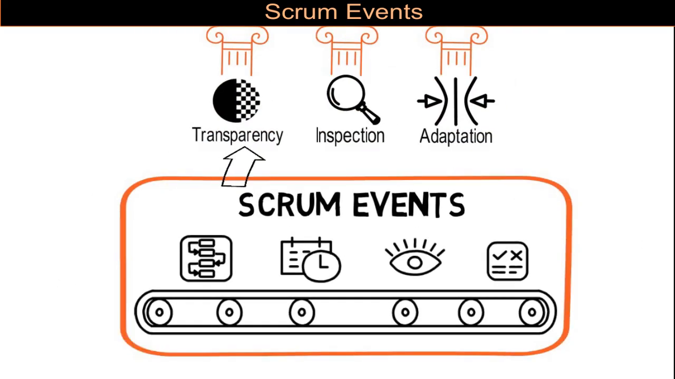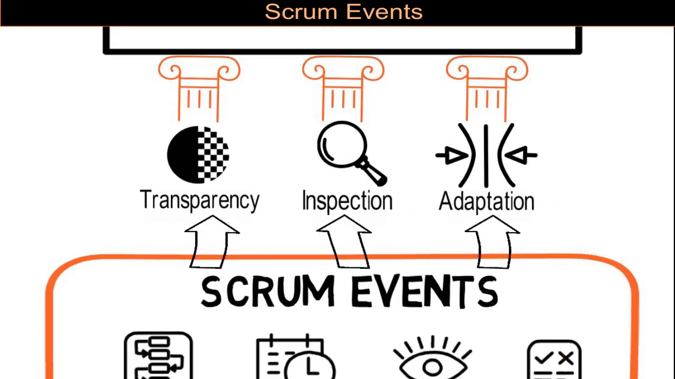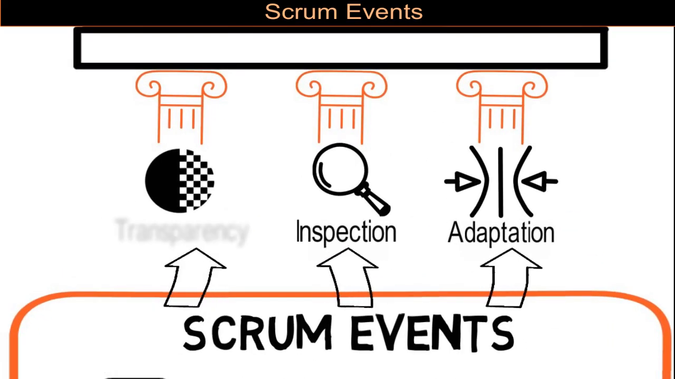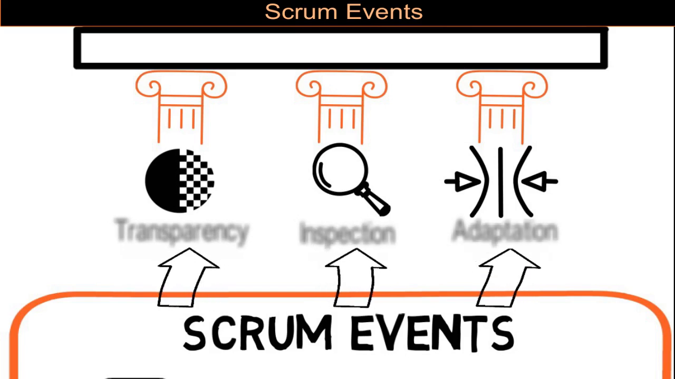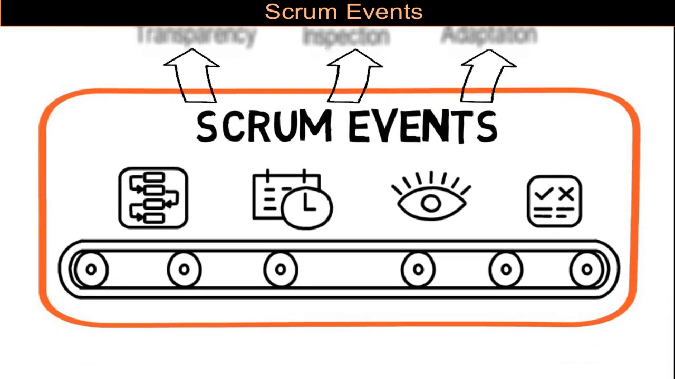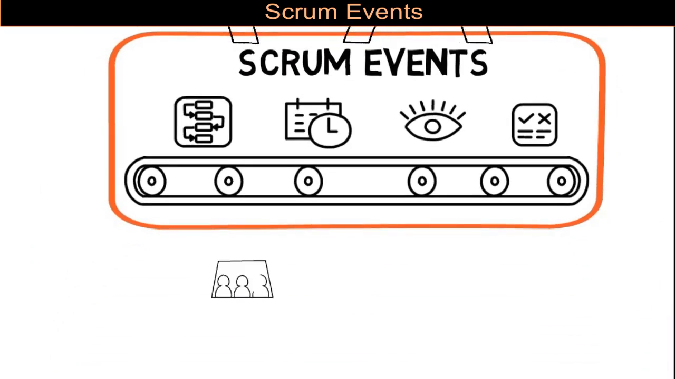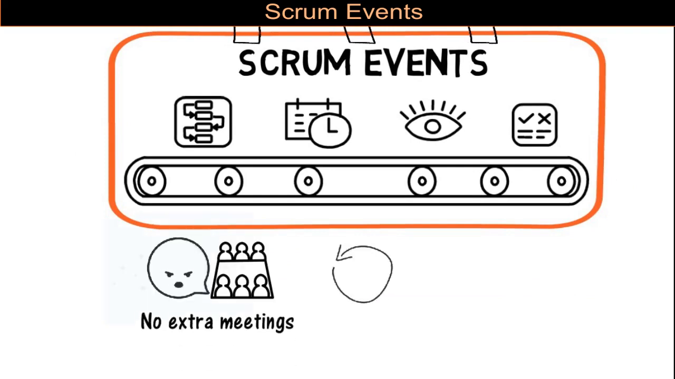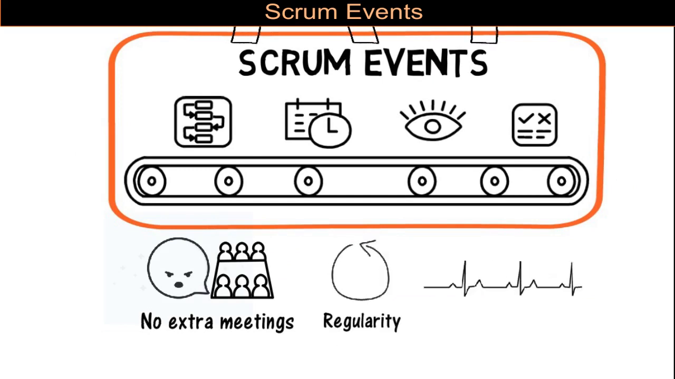and I must say that each of these events is a formal opportunity to bring transparency, a formal opportunity to inspect, and a formal opportunity to adapt. The Scrum events are so much designed around the 3 pillars. If you miss any of these events, it results in reduced transparency and is a lost opportunity for inspection and adaptation. Therefore, please ensure you don't miss any events in the Scrum. If you follow all of the Scrum events, you don't need any extra meetings. Scrum events bring regularity and rhythm.